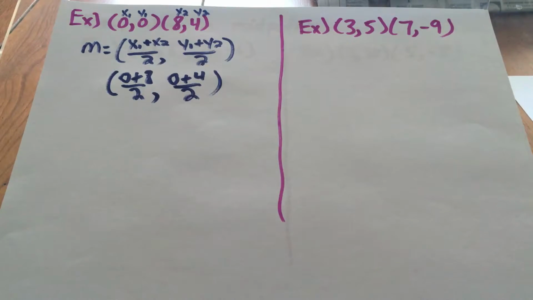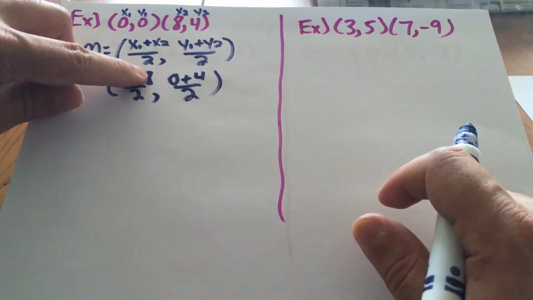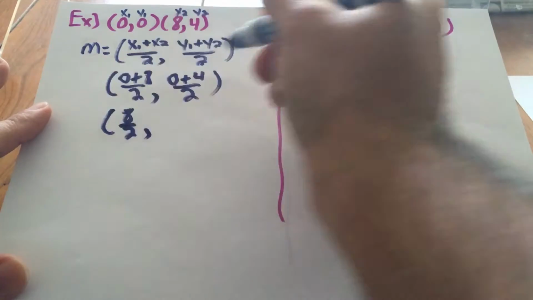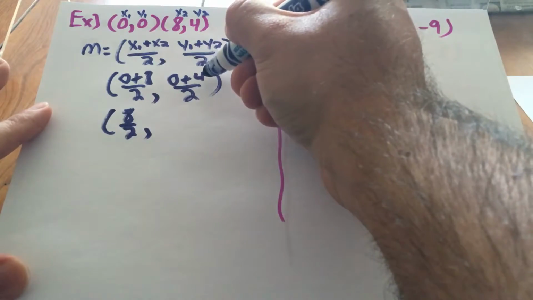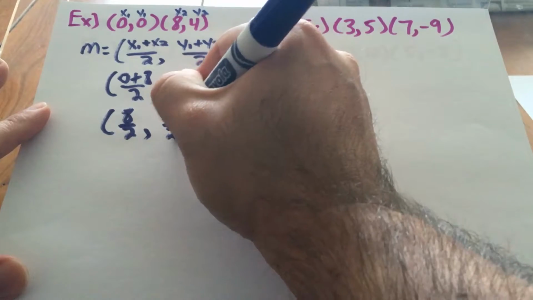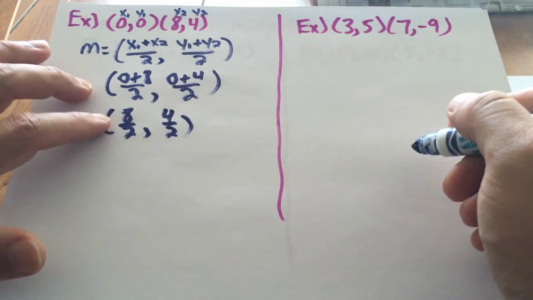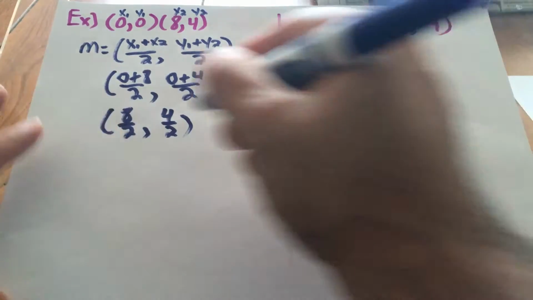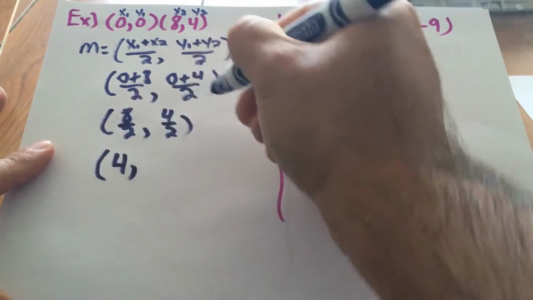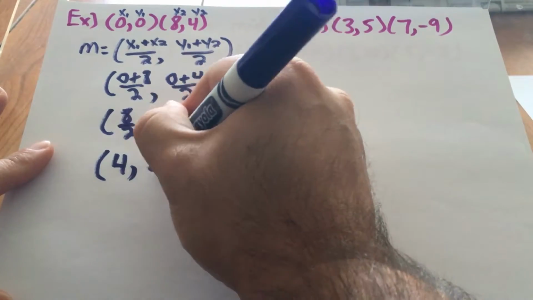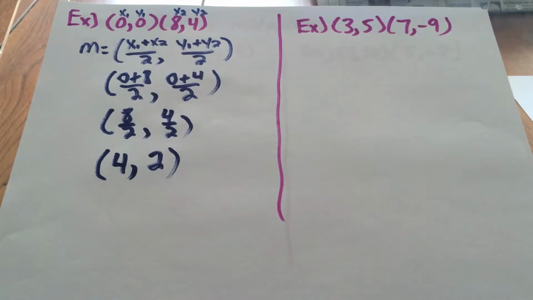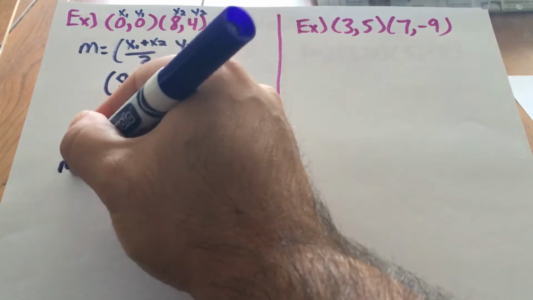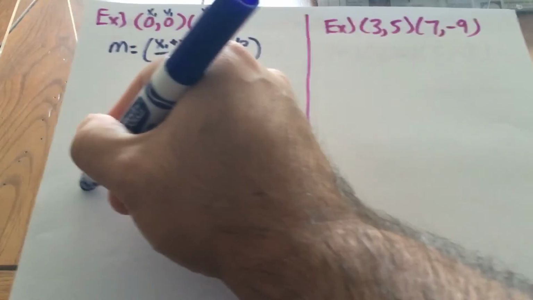And now it just becomes a game of crunching it out. 0 plus 8 is 8. Alright, so that's 8 divided by 2. And then 0 plus 4 is 4 divided by 2. And now you can leave them as a fraction, but if you can get a nice whole number out of it, you should do that. So 8 divided by 2 is 4. And then 4 divided by 2 is 2. So the midpoint between these 2 points, 0, 0, and 8, 4, is at the point 4, 2. So this is your midpoint for that problem.